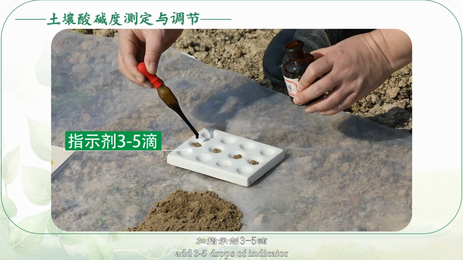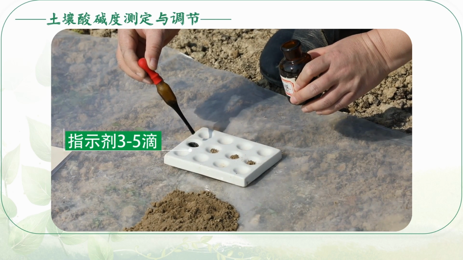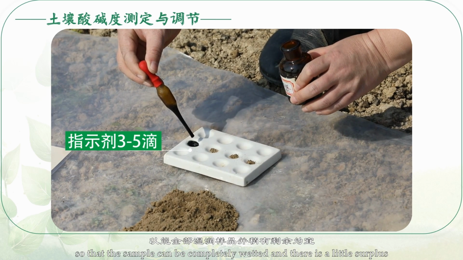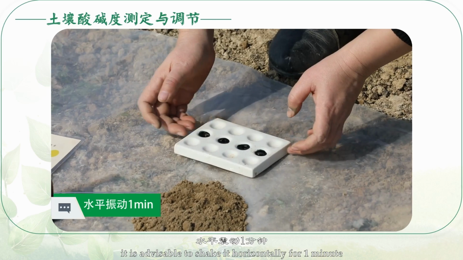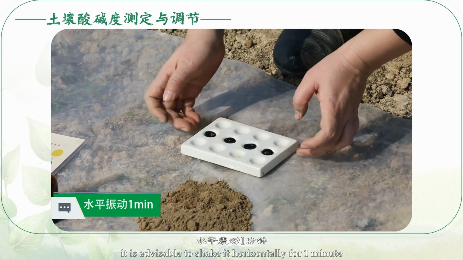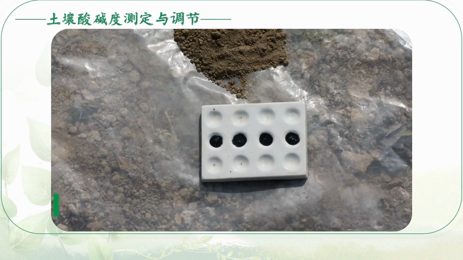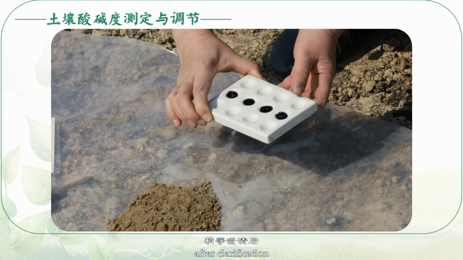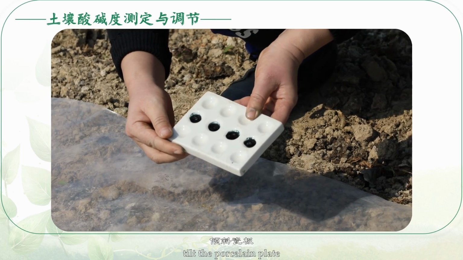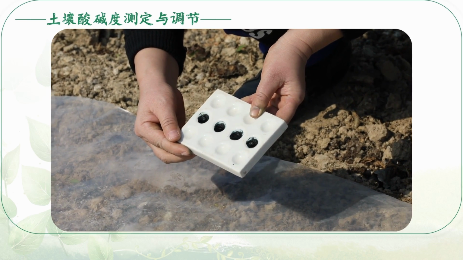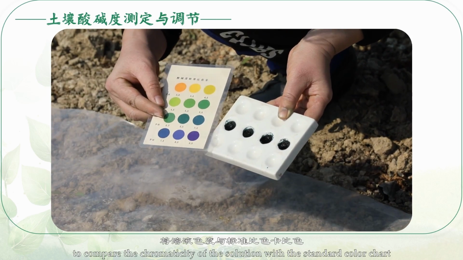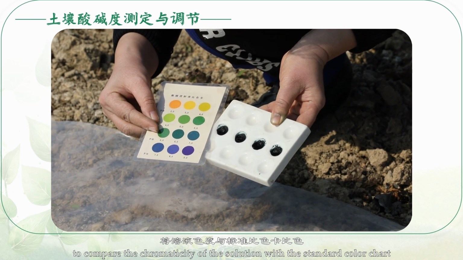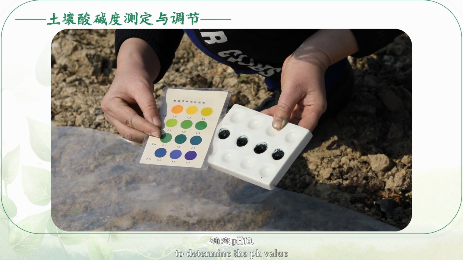Add 3 to 5 drops of indicator so that the sample can be completely wetted and there is a little surplus. It is advisable to shake it horizontally for 1 minute and place it for a while. After clarification, tilt the porcelain plate to compare the chromaticity of the solution with a standard color chart to determine the pH value.